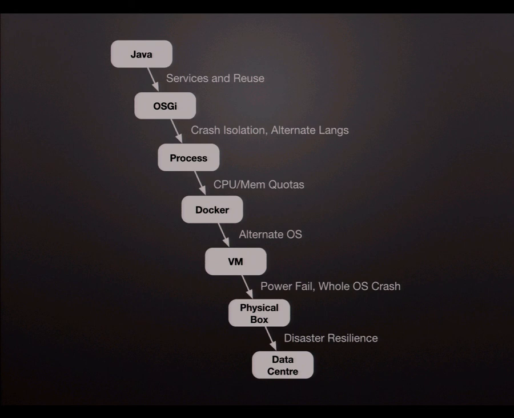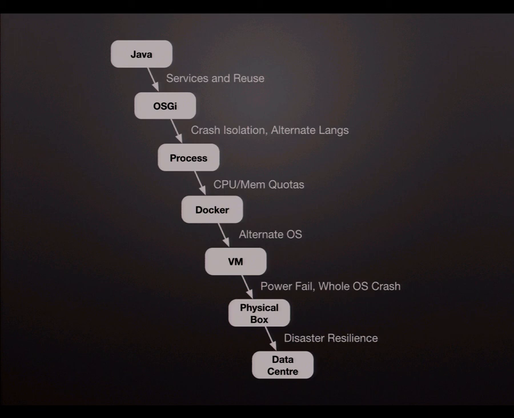If you start with Java and you want to have services and reuse, and of course you do, because how could you possibly develop without those things? You want to use OSGi. If you want to have crash isolation and alternative languages, if you want to write your implementation in Go or in Haskell or, you get the point, you have to compile in a completely different technology. You can't run that under the JVM. So you can go to a separate process. If you want to add CPU and memory quotas and encapsulation of third-party applications with lots of dynamic library linking going on, then you want to use Docker.